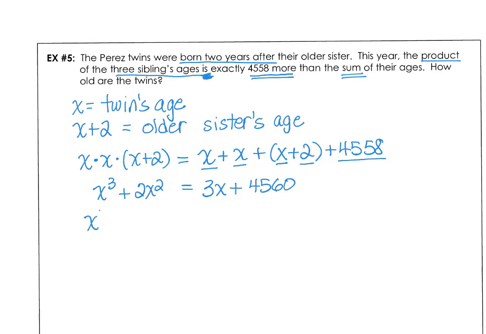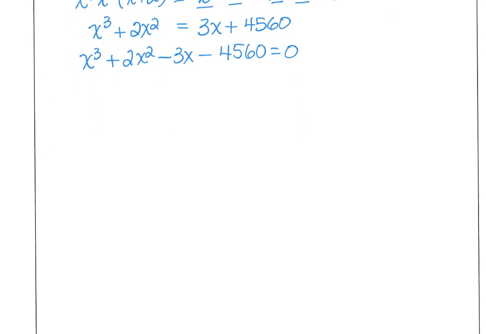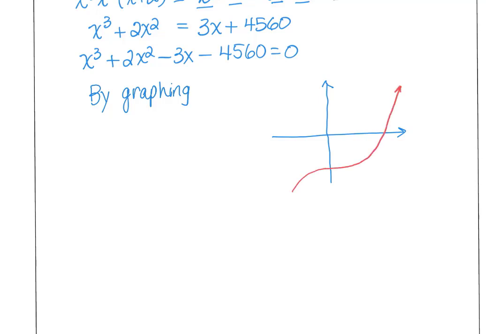Collecting like terms and setting the equation equal to 0. I'm going to use my calculator to get a graph of that. I've got plenty of room here on my paper. So by graphing, I can see you got to set your window really big so that you can see the graph here. And my graph looks something like that.